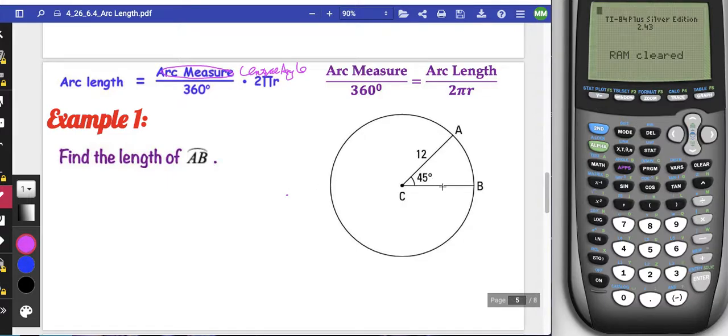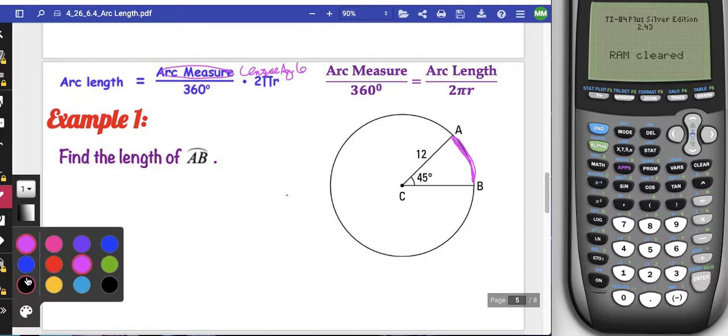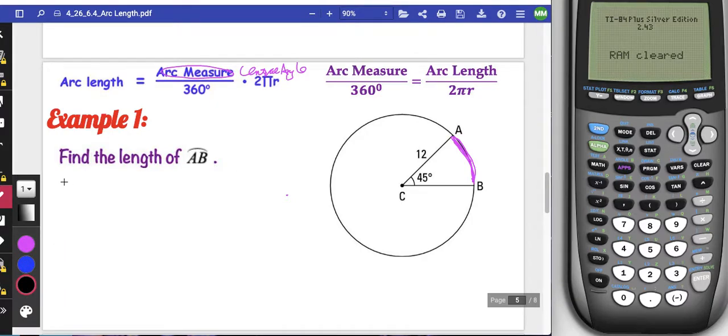So the first question says we have a given picture here and we need to find the arc length, which is this piece, arc AB. Also we know the central angle is given, which is 45 degrees, and we know the radius, which is 12. Since we need to find the arc length, let's use a different color and write down the length of arc AB. Remember this little curve on the top is a symbol for arc.